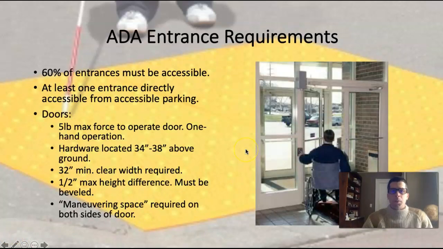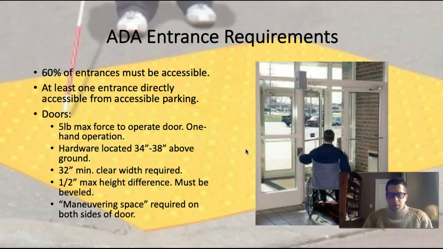All right, let's talk a little bit about entrance requirements. This is kind of a big one also. Like I said before, 60% of all entrances need to be accessible. At least one entrance on your building needs to be directly accessible from the parking lot, okay? Not every entrance needs to have a direct path of travel to a handicap stall, but at least one entrance on the building needs to.